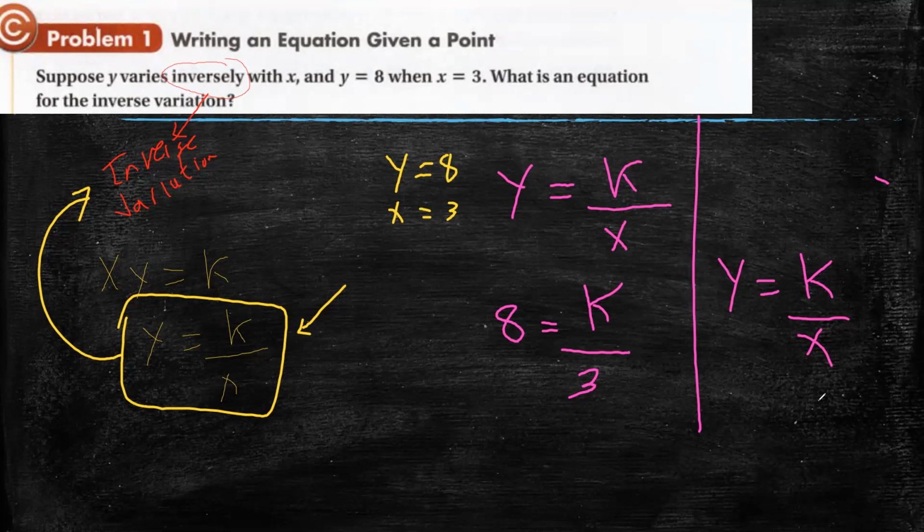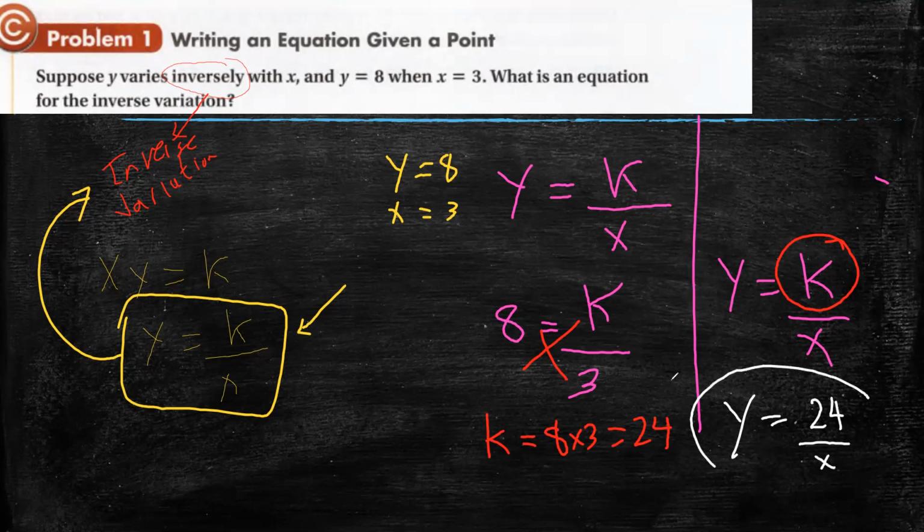So to write that, what do I need to find? I need to find k. How will I find k? By using this one here. K is 8 times 3, which is 24. So from this one here, you find that k is 24. So what will the equation be? Y equals 24 over x. This is the equation of the inverse variation.